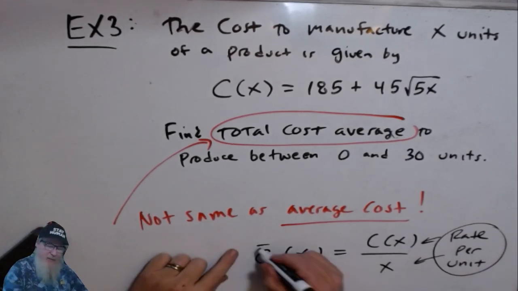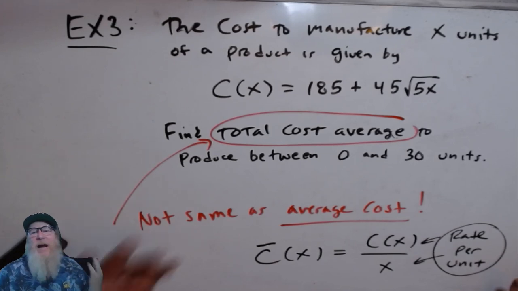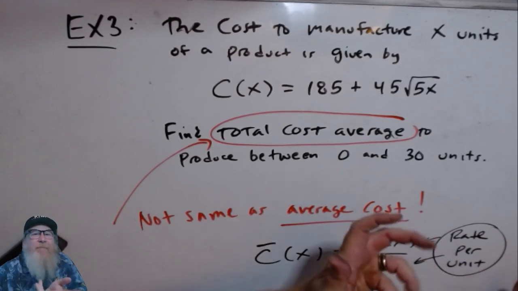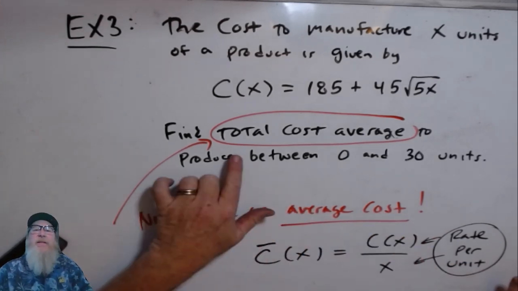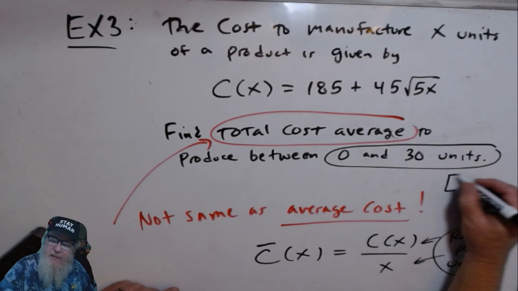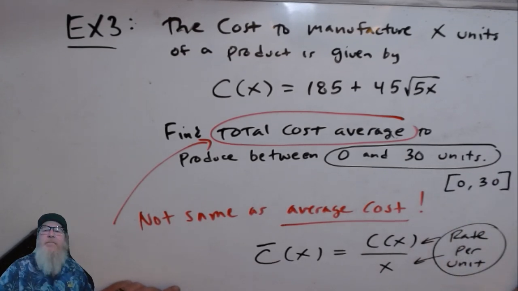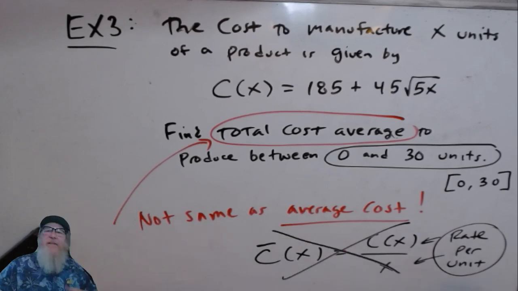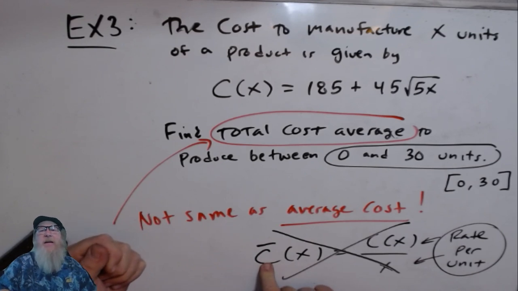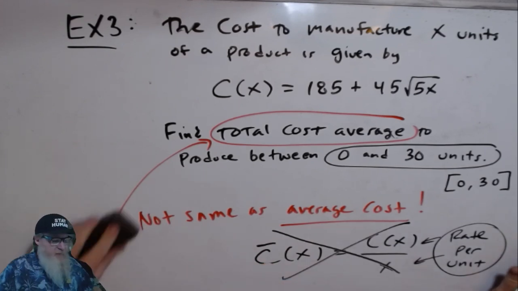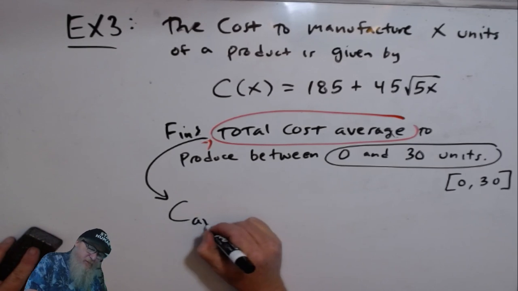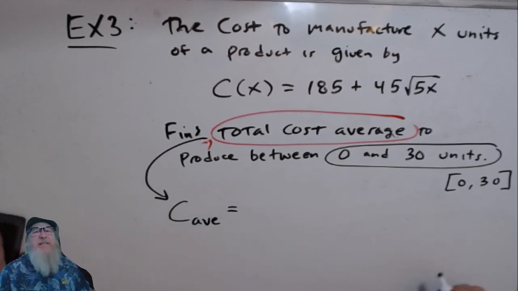So average cost is the thing with the hat on top of it. And we say, the average cost says, how much is it costing me to produce each unit? That's on average. This is not asking that. This is total cost average. So anywhere between 0 and 30 units, my interval is 0 to 30. I don't want to find the cost to produce one unit, which is what this function does, the C hat. I want to do C av, which uses the same word, but it means something different.